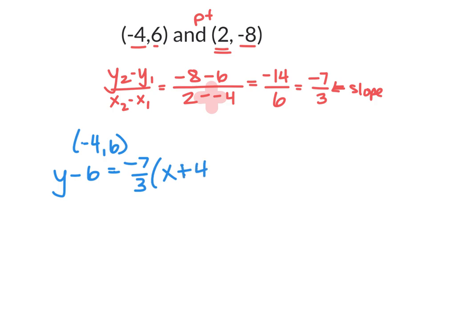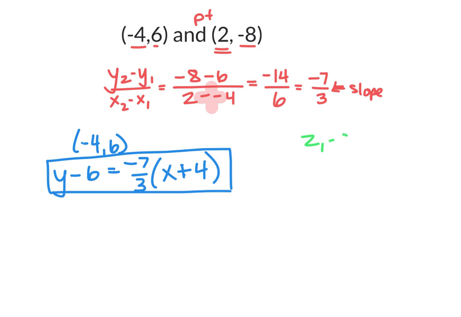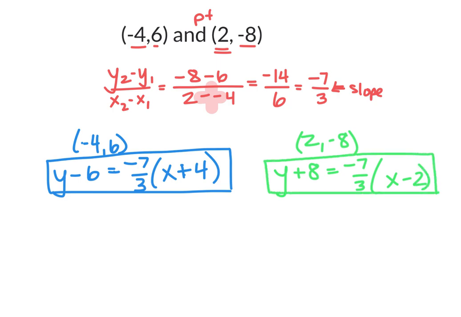Okay, all right, so there's one of my equations. And you may say, well, I didn't want to choose that point. I chose the other point. So we could also write this equation using the other point. That would give me y opposite equals slope, so negative 7/3, and then x minus 2. All right, both of these equations are the same. They will give me the same line.